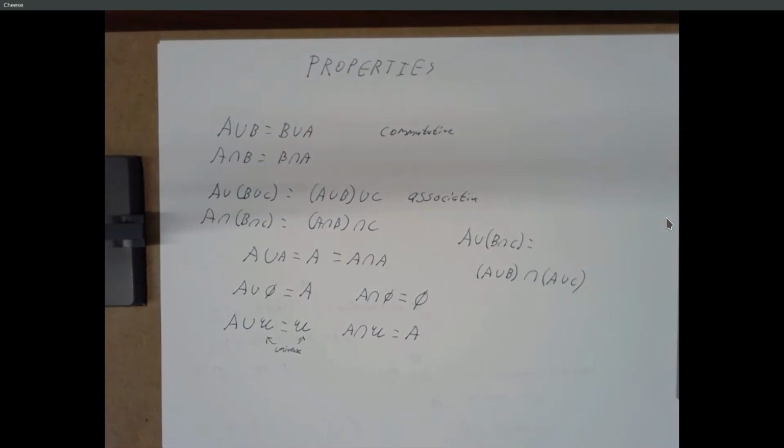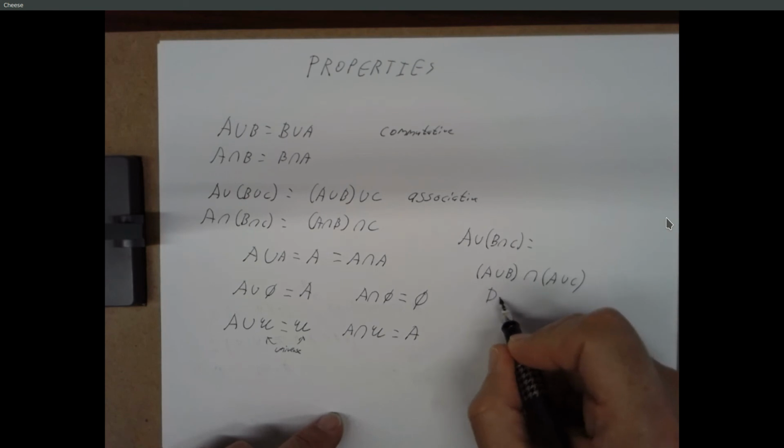We also have this fact. A union, the intersection of B and C, is equal to A union B intersected with A union C. This is something we can call distribution.